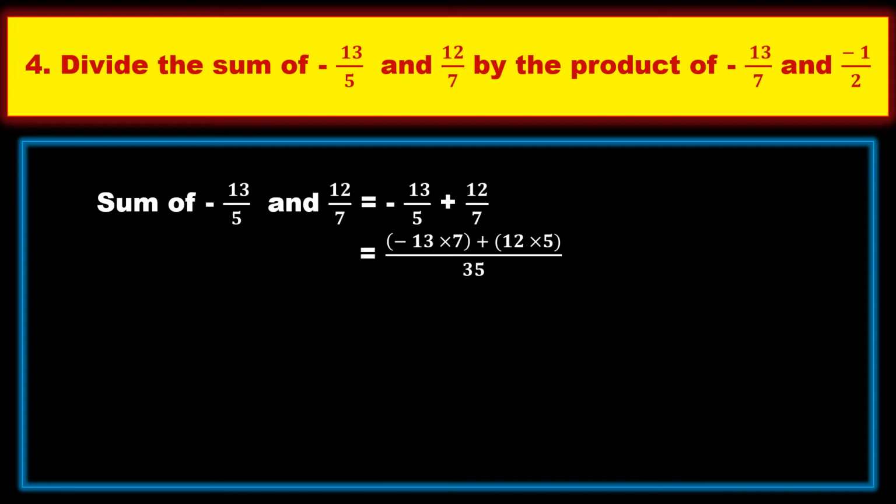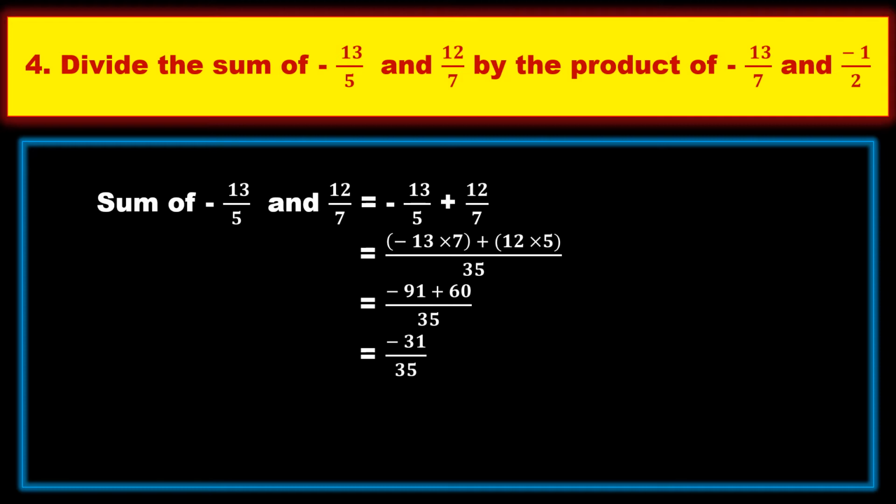Now multiply these two, 13 7s 91. As you have minus here, so it is minus 91 plus 12 5s 60, so plus 60. Now here, whenever there are two different signs, then you should subtract and put the big number's symbol. Here our big number is 91. It is having minus symbol. So your answer will be in minus. As they are opposite signs, you should subtract them. So when you do the subtraction, you will get minus 31. As the number 91 is big, you will have minus symbol for the answer also.